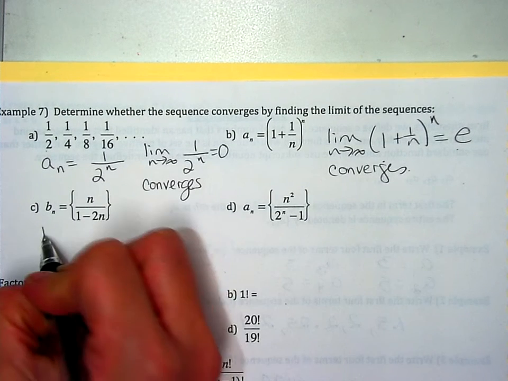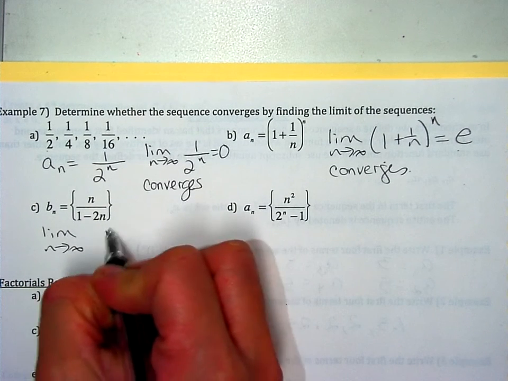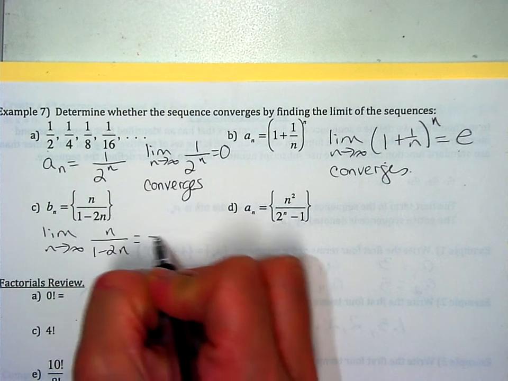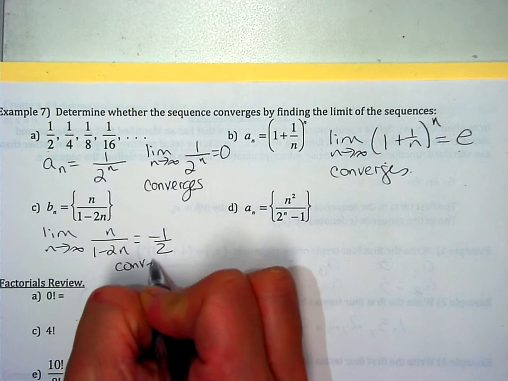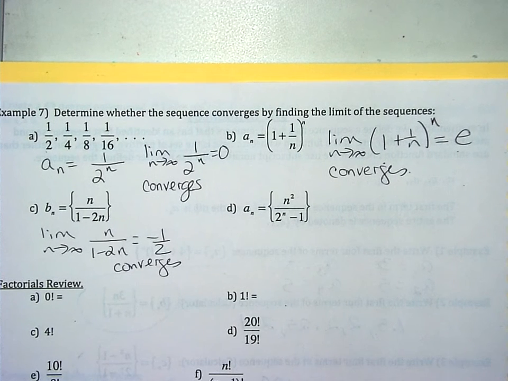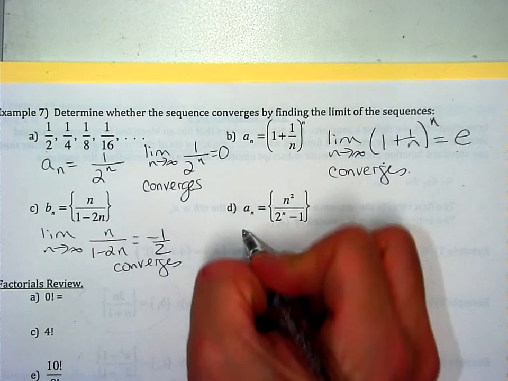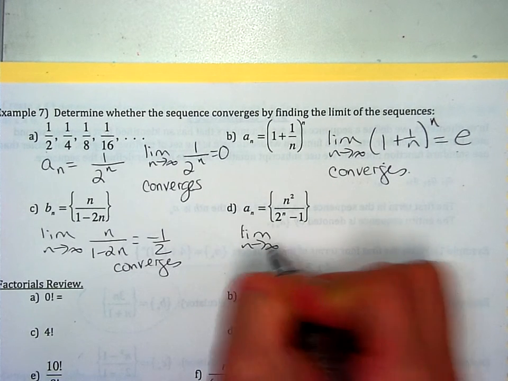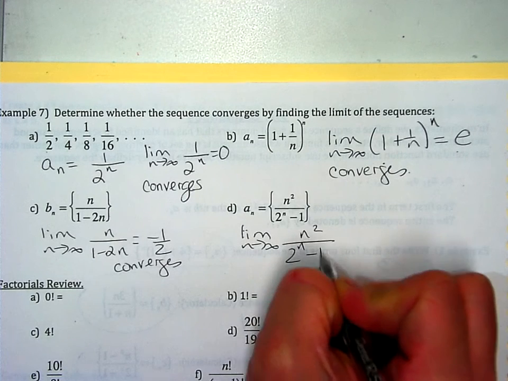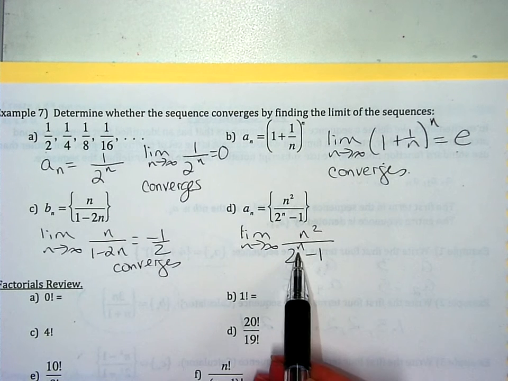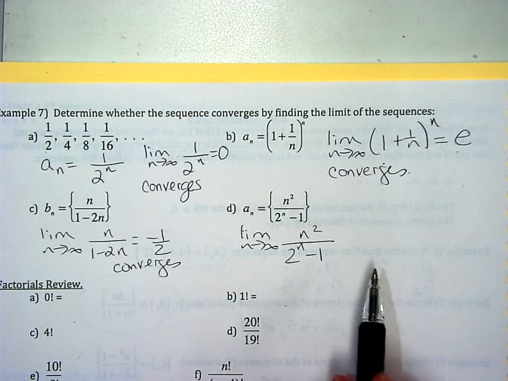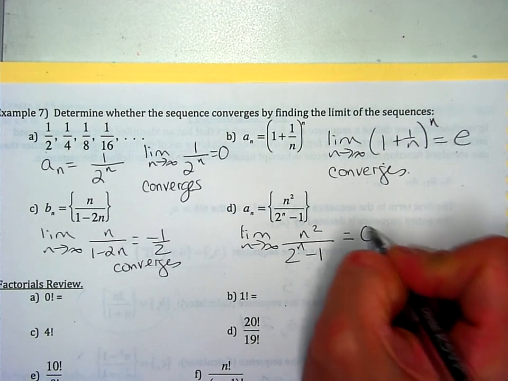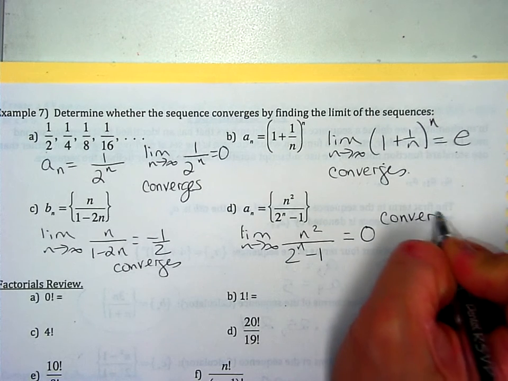Okay. C, if I take this limit, this also converges to negative 1/2. And lastly, D, this limit, you can do L'Hopital's rule on this if you want, but notice that you have an exponential on the bottom. Exponential always grows quicker, so I would say this limit is 0, so this converges as well.